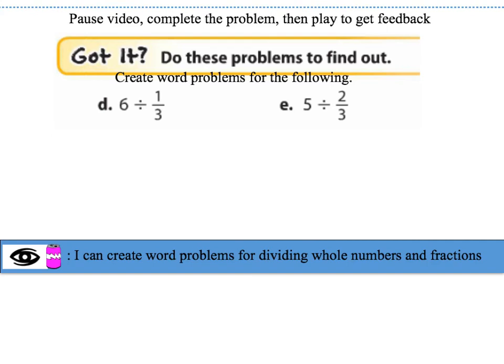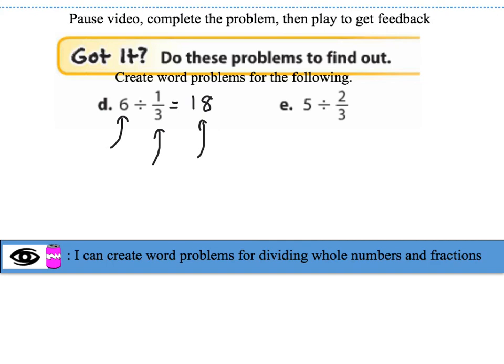So we have to go ahead and solve the problem. So when you solve 6 divided by 1/3, you should have got 18. Now, there's many different word problems that you can create. Just make sure that when you create the word problem, the 6 is the total amount of something that you have. So like, I had $6 or something like that. That's the total amount that you have. And then you're going to divide it by 1/3, and your answer, your quotient, should have come up with 18.